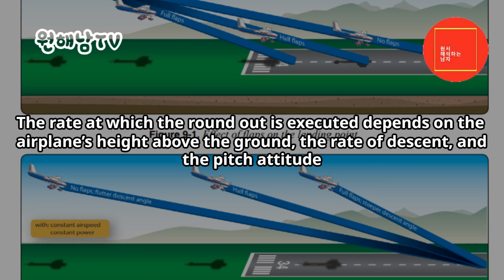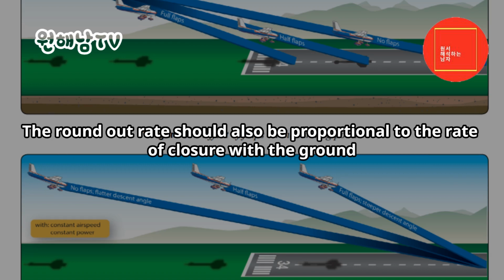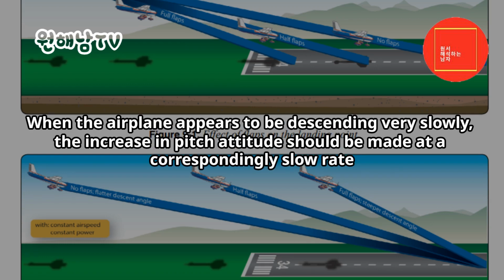The rate at which the round out is executed depends on the airplane's height above the ground, the rate of descent, and the pitch attitude. A round out started excessively high needs to be executed more slowly than one started from a lower height. The round out rate should also be proportional to the rate of closure with the ground. When the airplane appears to be descending very slowly, the increase in pitch attitude should be made at a correspondingly slow rate.